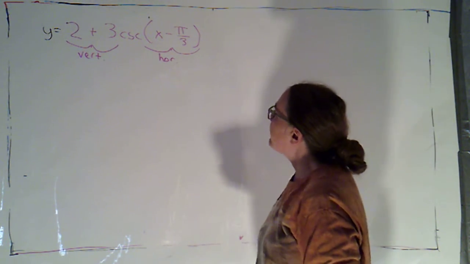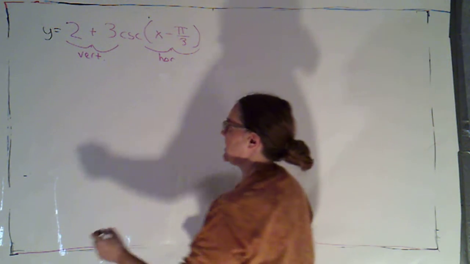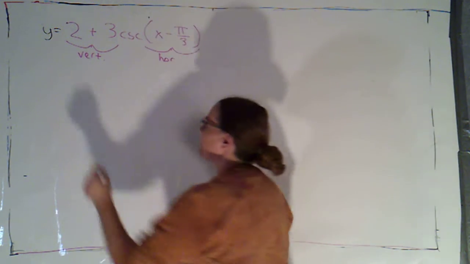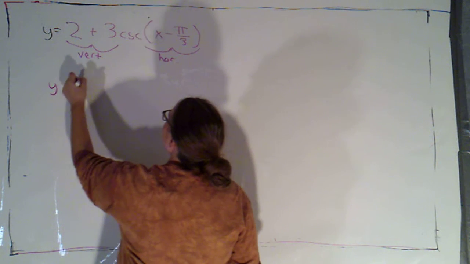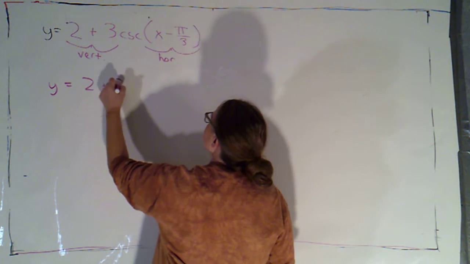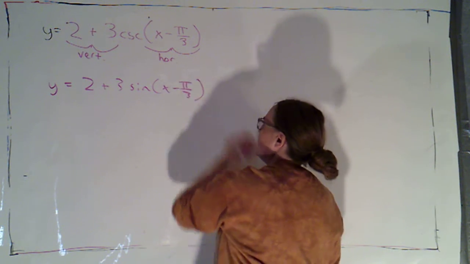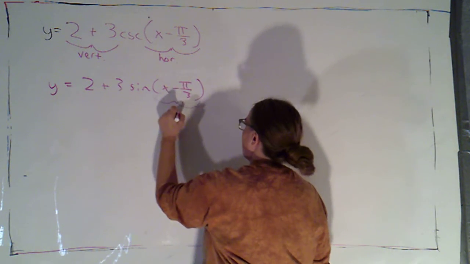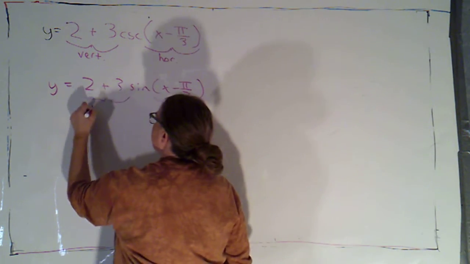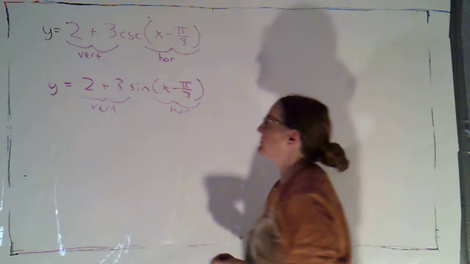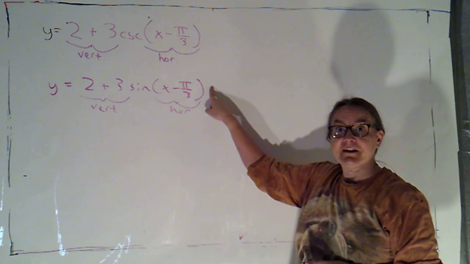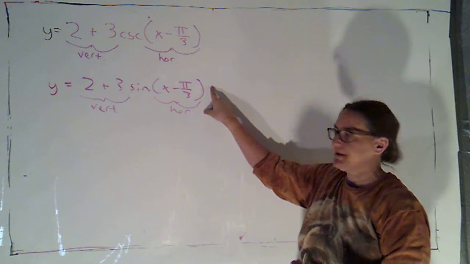Okay. So if I look at the vertical transformations, remember that what we're going to do is first of all graph y equals 2 plus 3 sine of x minus pi over 3, where this is horizontal and this stuff is the vertical transformations. We're going to graph that as a dotted curve and then flip the bumps.